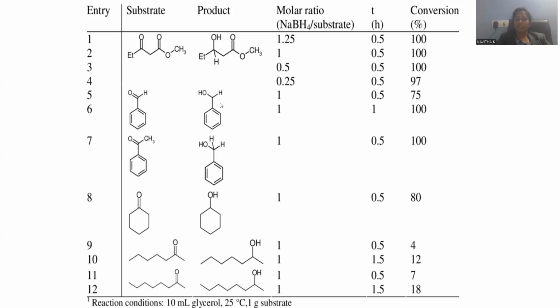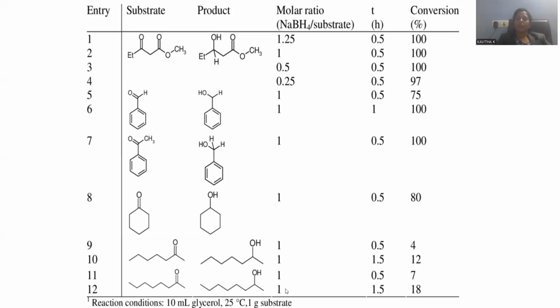Benzaldehyde gives rise to benzyl alcohol, and acetophenone, if taken, gives rise to a secondary alcohol. Here a CH3 is present, so we have to write CH3 instead of hydrogen, so that a secondary alcohol is originated. Cyclohexanone gives rise to cyclohexanol. Here the ketone is transformed into an alcohol, which is a secondary alcohol, and another ketone likewise gives rise to a secondary alcohol.